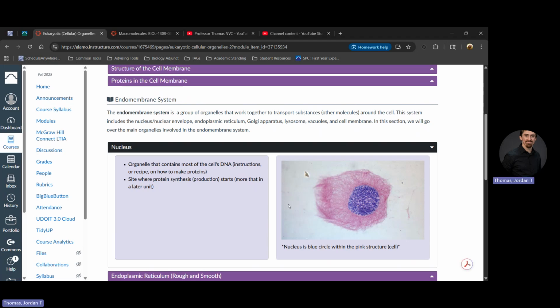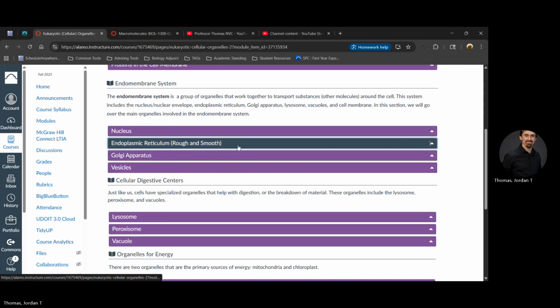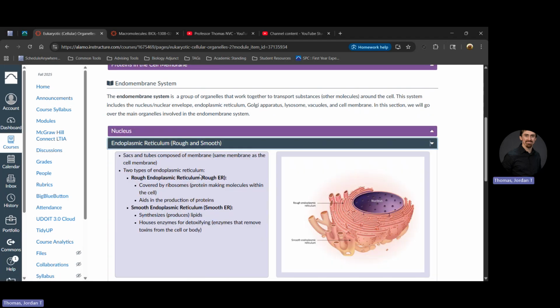So just like we talked about in the last page, the nucleus is what houses the DNA, which are the instructions on how to make the proteins in the cell. We can see in this image, this blue circle is the DNA. So all the DNA in the cell is held right there in eukaryotes. Now, keep in mind, the DNA is the instructions on how to make a protein. Next, we have endoplasmic reticulum, smooth and rough.